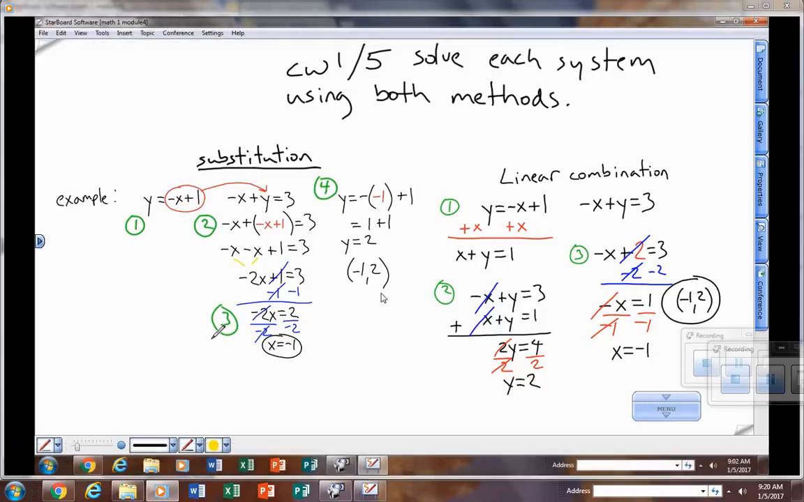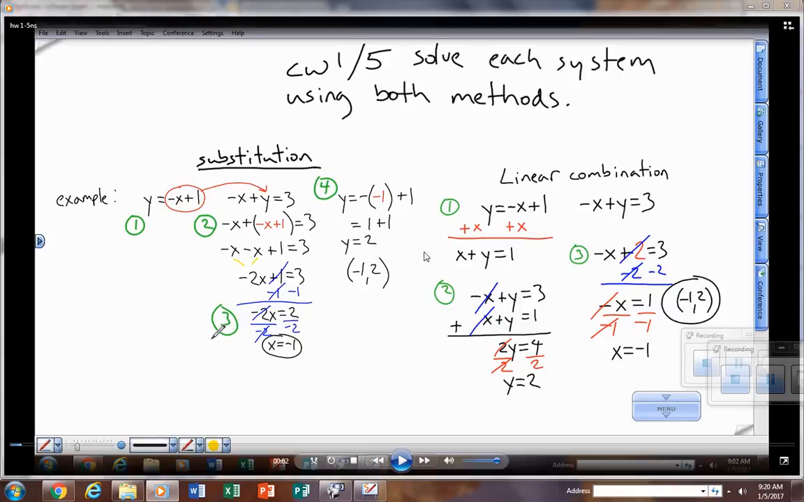Linear combo method will give me the same answer, but instead of substituting, I do the math to my equations to get them ready to stack. So right here I add x to both sides, gives me x plus y equals 1. Now I'm ready to stack them on top of each other. My negative x and x will cancel. Y plus y gives me 2y. 3 plus 1 gives me 4. Divide both sides by 2 and I get y equals 2.